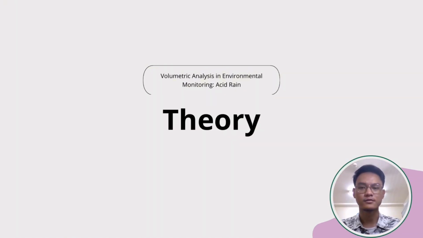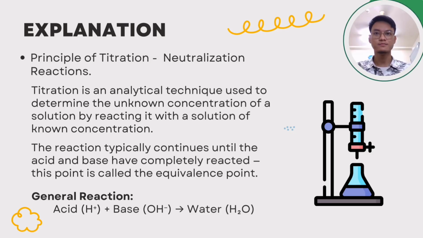Hi, my name is Iman. Now I'm going to explain the theory for titration. The basic principle of titration is neutralization reactions. Titration is an analytical technique used to determine the unknown concentration of a solution by reacting it with a solution of known concentration. An acid reacts with a base to form water and salt. The reaction continues until the acid and base have completely reacted, and this point is called the equivalence point. To determine this, an indicator is added to the reaction mixture, for example phenolphthalein, which changes color when the reaction is complete.